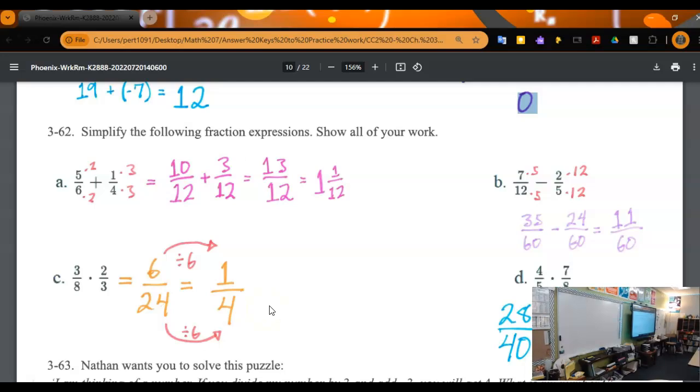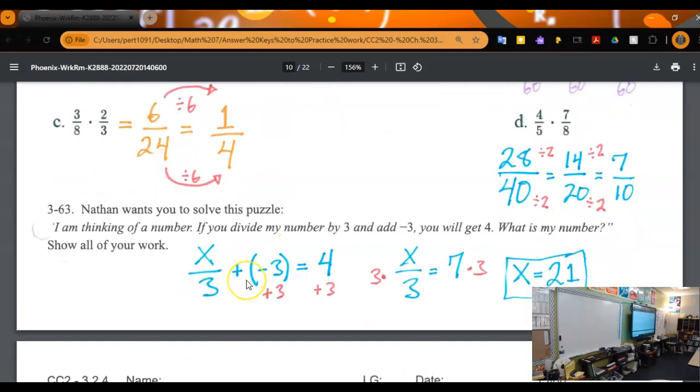For A is 1/24th? Oh, yeah, but you should reduce if you can. It's just better. It's not wrong, right? It's just better if you reduce it.